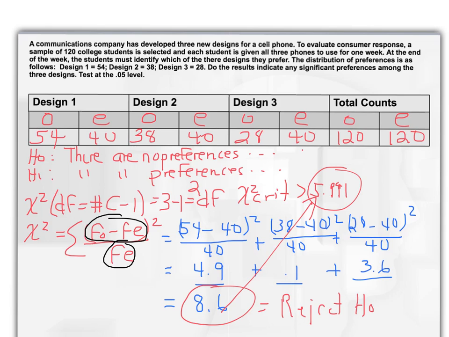Strictly speaking, all the chi-square test is telling you is that there is a preference for one design over another. It doesn't necessarily point to the cell or the design or the category which is the one that is preferred over the other. However, when we look at the numbers, we can see that most students prefer design 1. Or the difference between the observed and expected for design 1 is the greatest of the three.